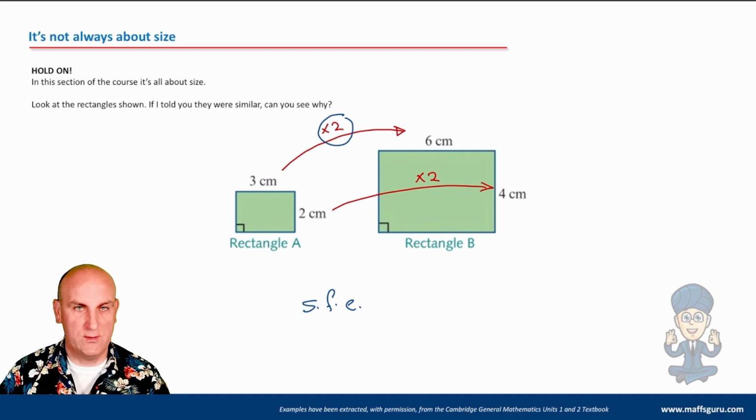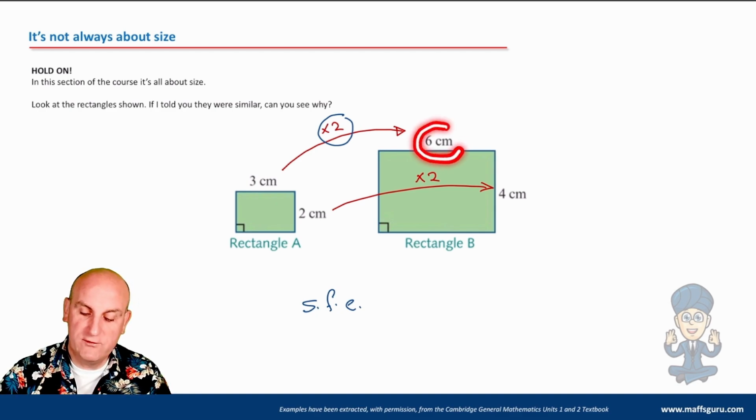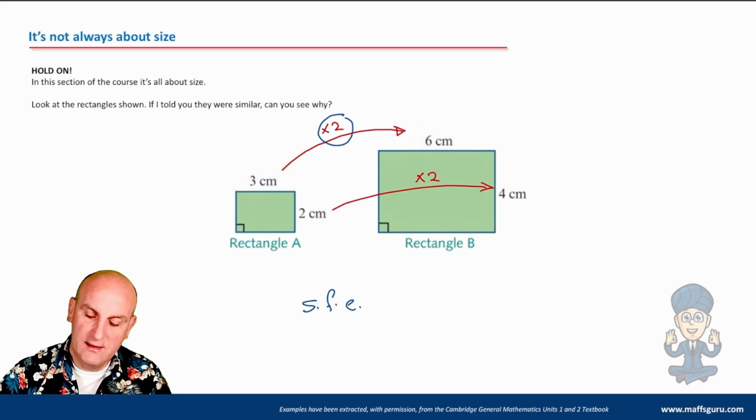Rightio, but is there a quick way of doing it? Well, yeah, in many cases, what we can do is take the side we've gone to and divide it by the side we started with. So if I look at that and I do 6 divided by 3, what do I get?